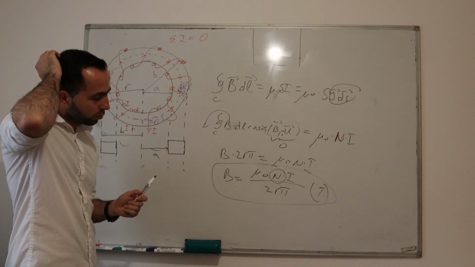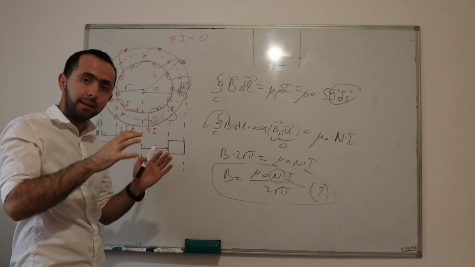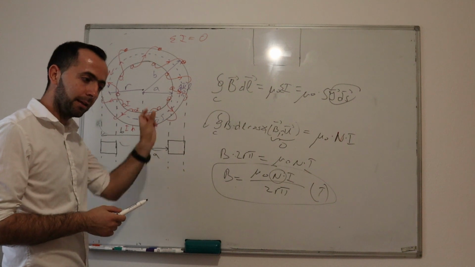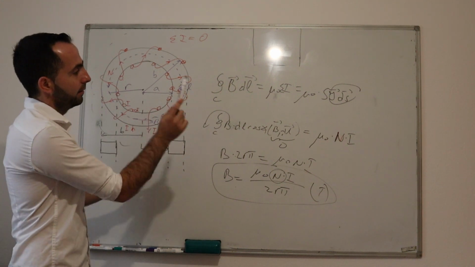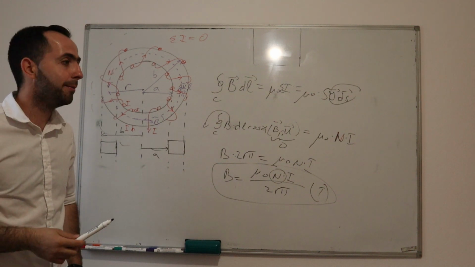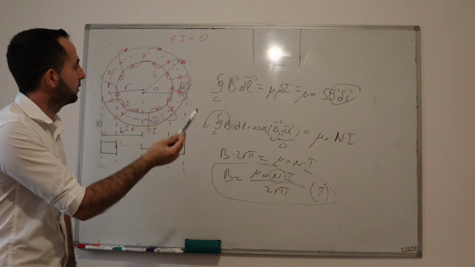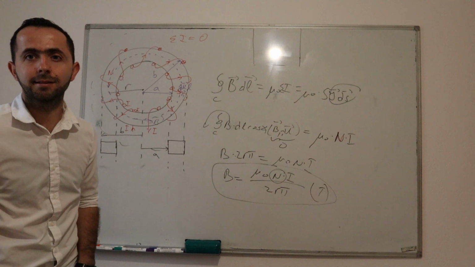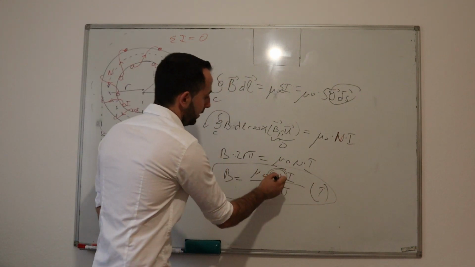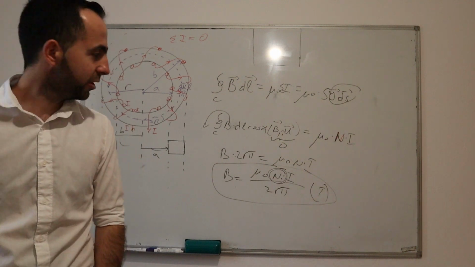If I want to create a large magnetic static field, how will I do it? Well, I take material and I build a large number of conductor loops inside it. And that's the way how I get a much higher magnetic field.